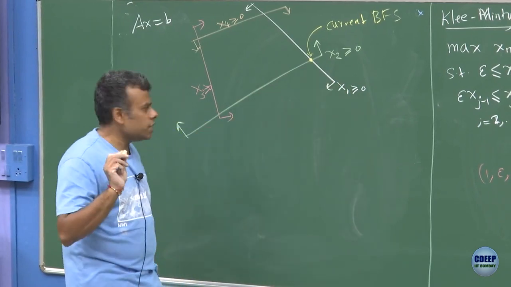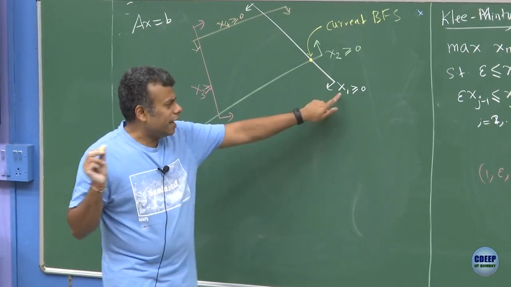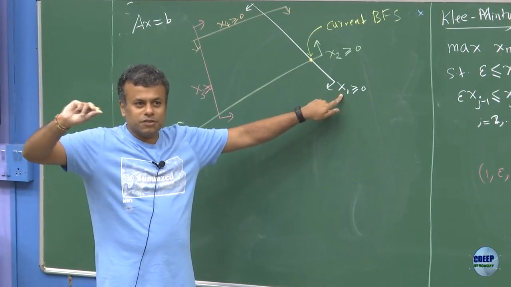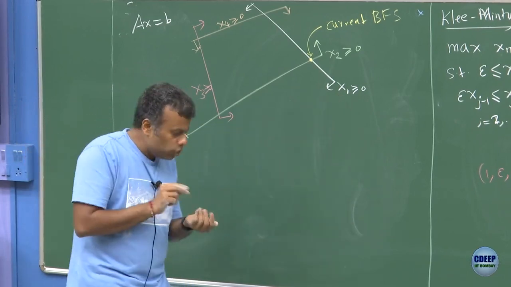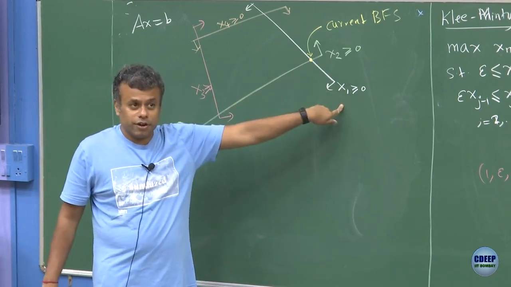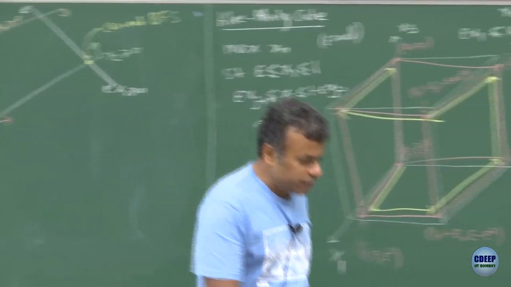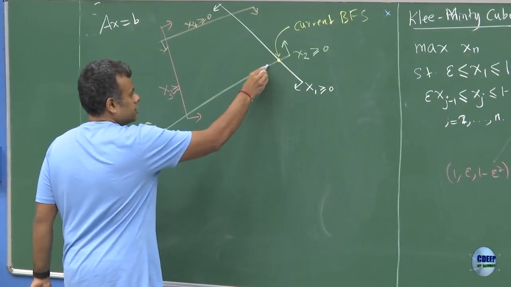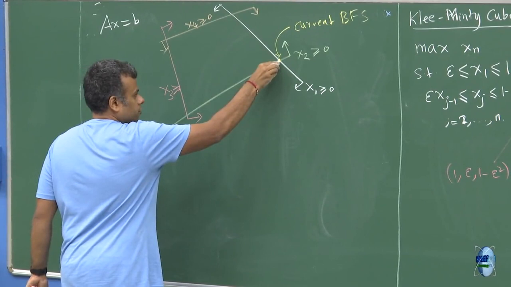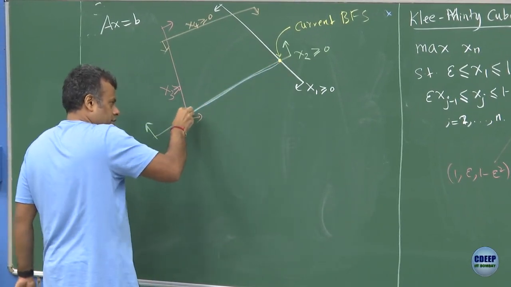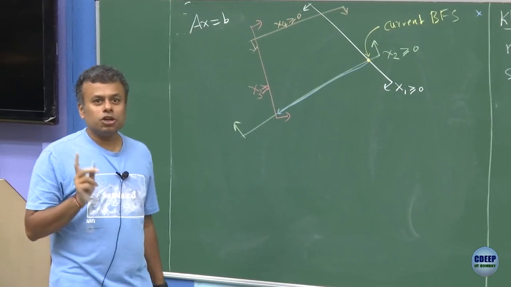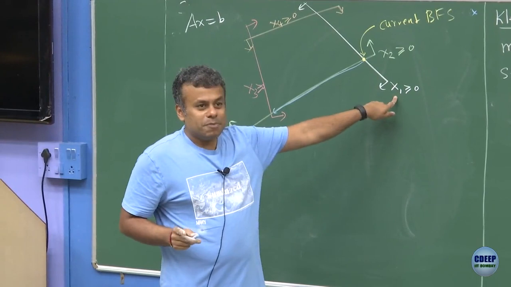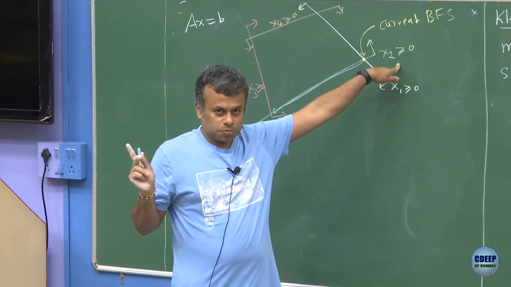Now what I want is the following. I have somehow determined that if I increase the value of x1, my objective is getting better. So what I do is, I don't want to increase the value of x2, I only want to increase the value of x1. So what I will do then is I will move along this direction. Because again, I only want to increase the value of x1 while keeping x2 the same.